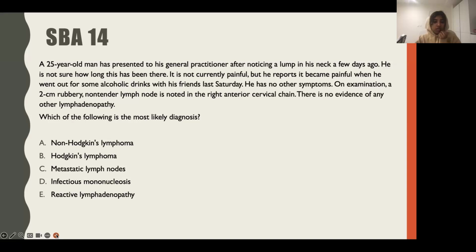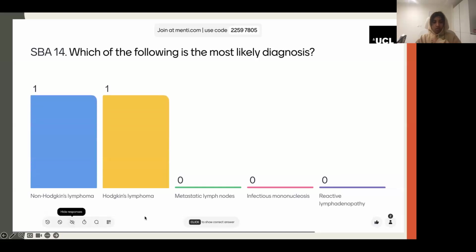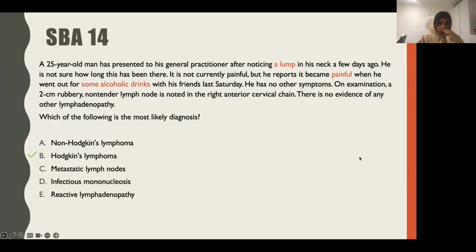Okay, let's see what people are putting. Okay, people are saying non-Hodgkin's or Hodgkin's. Cool. So yeah, the answer here is Hodgkin's lymphoma.